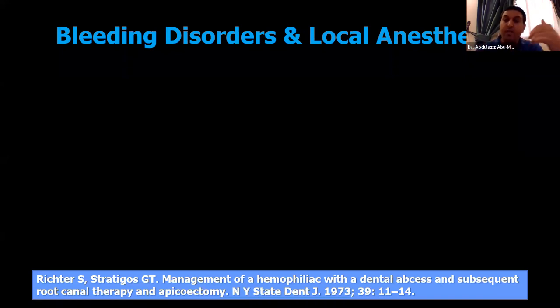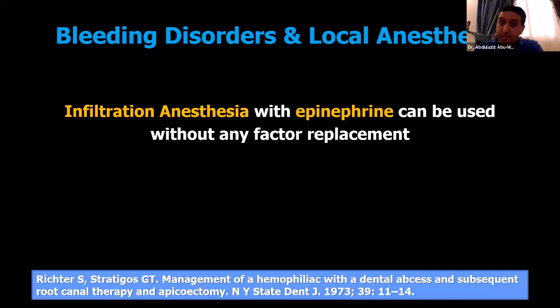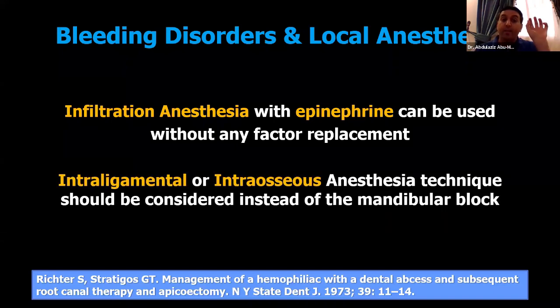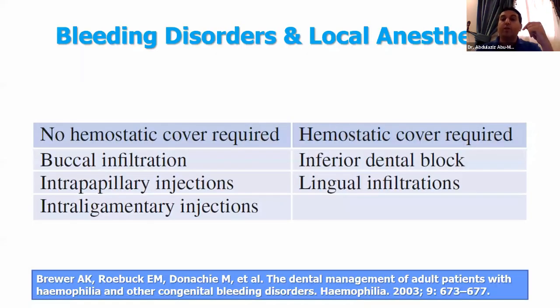So with those patients you should be aware: infiltration anesthesia with epinephrine. In that case you have to, because it's part of the hemostasis. The interligamentary and intraosseous is recommended over the mandible. You cannot use an inferior alveolar nerve block or a lingual infiltration on the floor of the mouth with a patient with bleeding disorders. You can go with the buccal infiltration. You might go with the intrapapillary or intraosseous. You might go with the interligamentary.